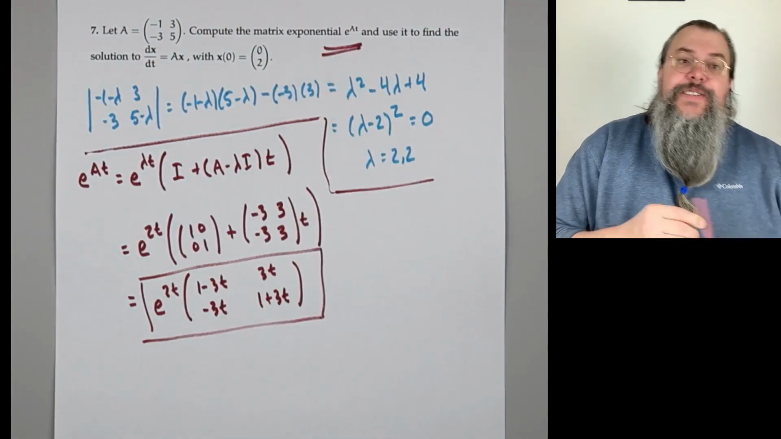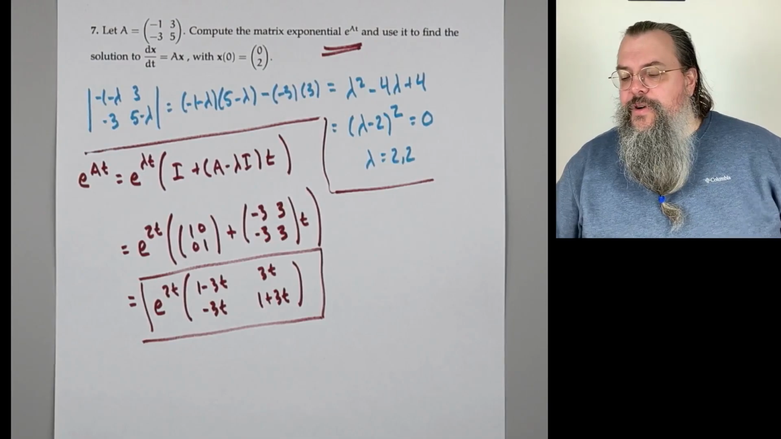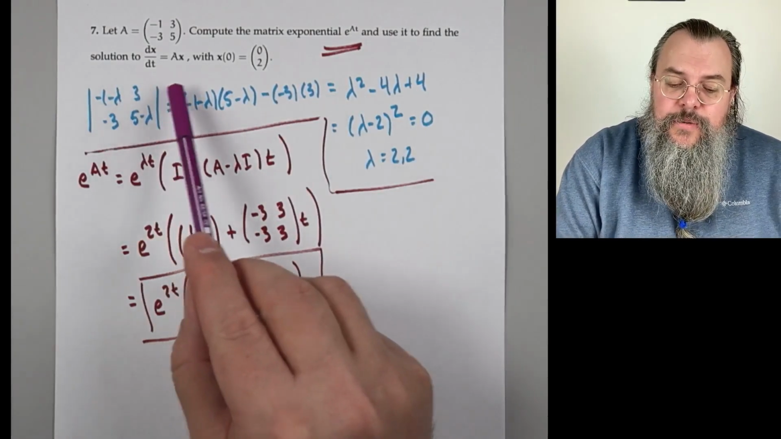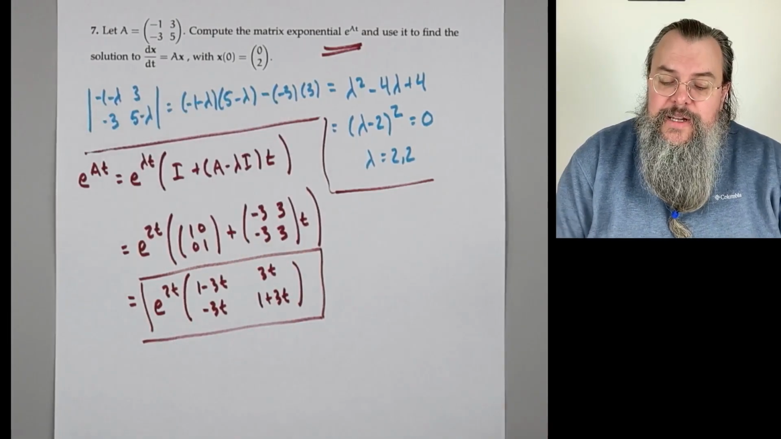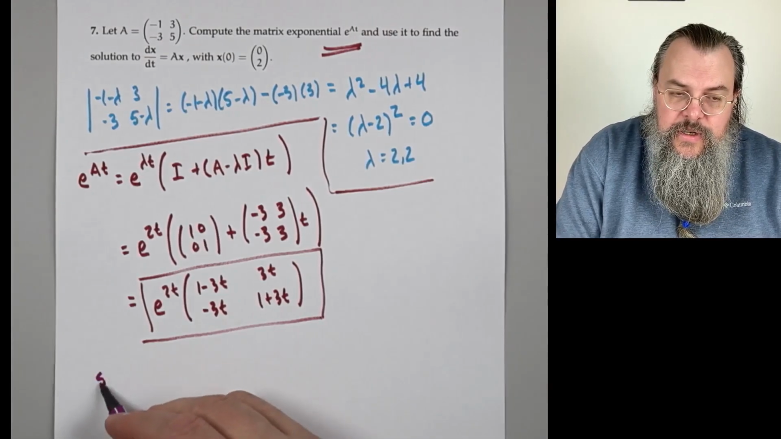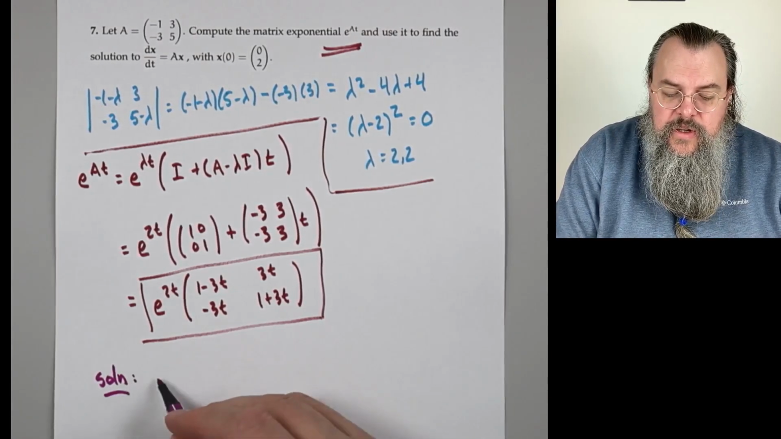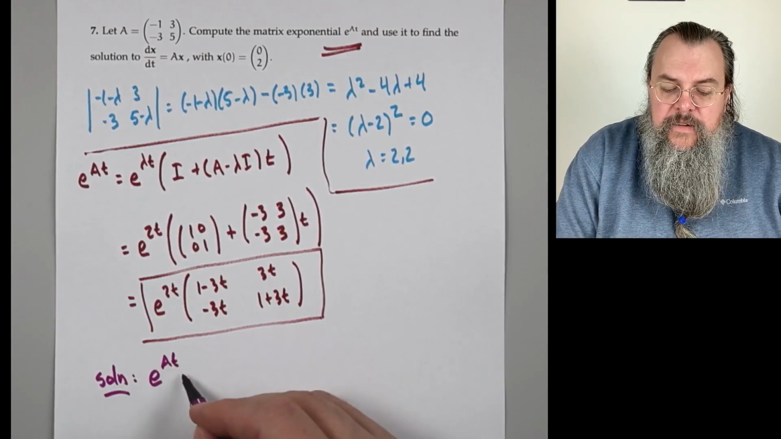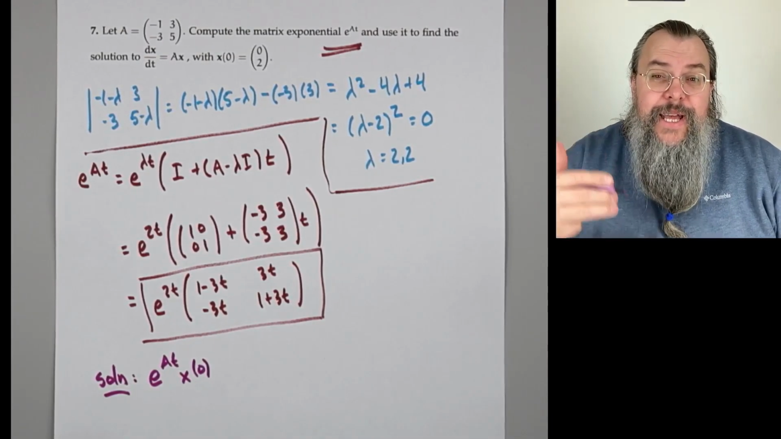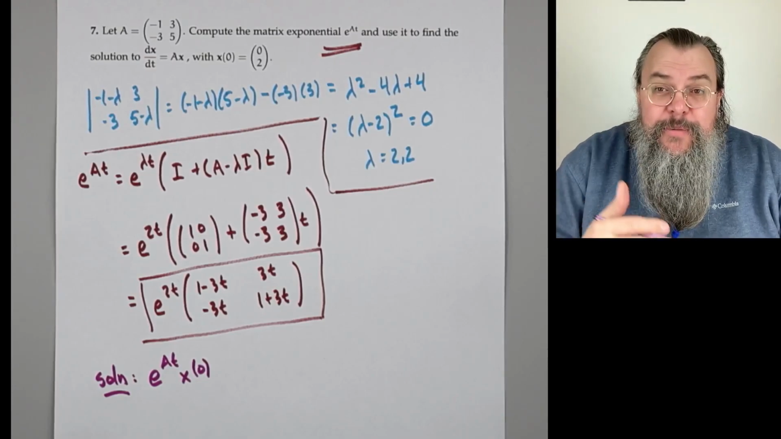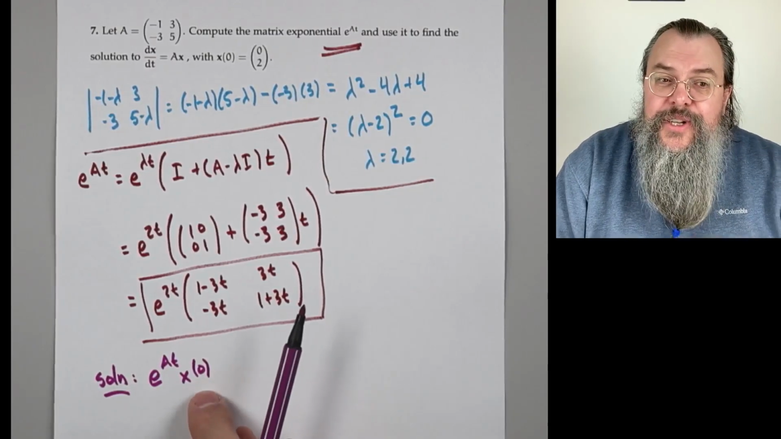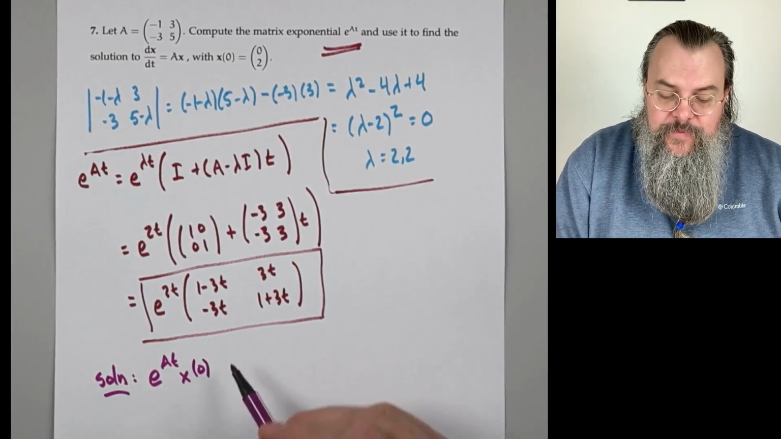And now the second part says, oh, use it to find the solution with an initial condition. Now, how do we do that? Well, our great aha, our solution was going to look like e to the At times x0. See, that's why we like e to the At. It's a fundamental matrix, but it's the best fundamental matrix in the sense of if you have initial conditions, it's very easy to find solutions.